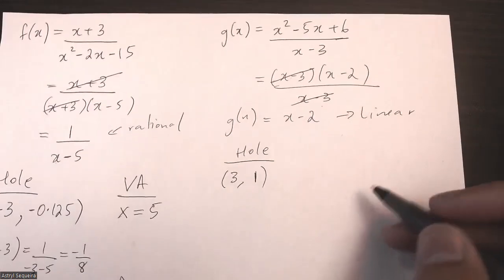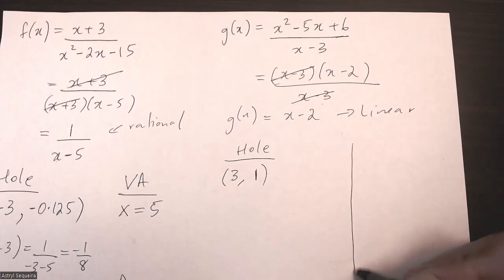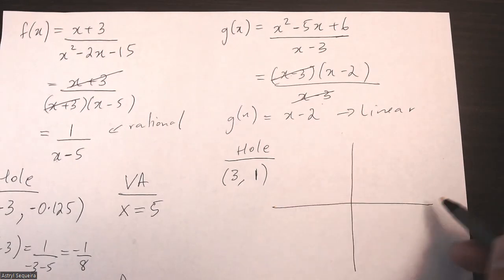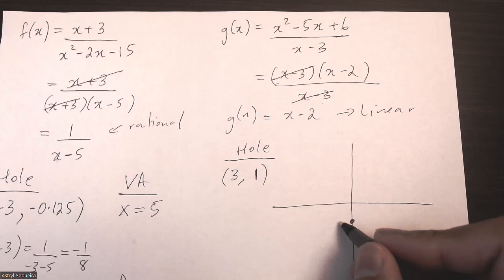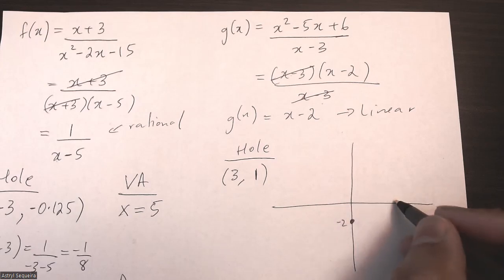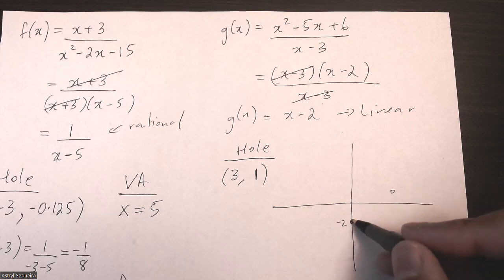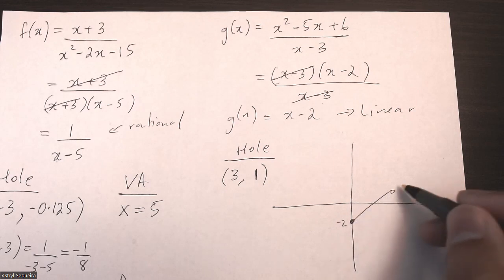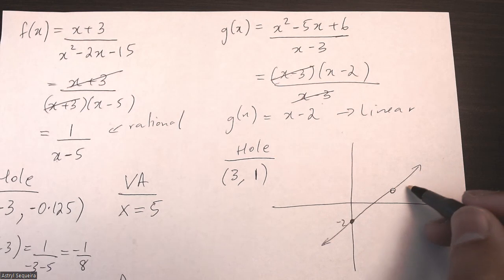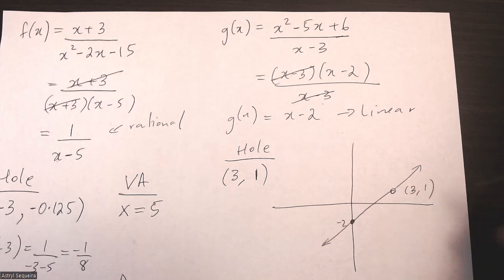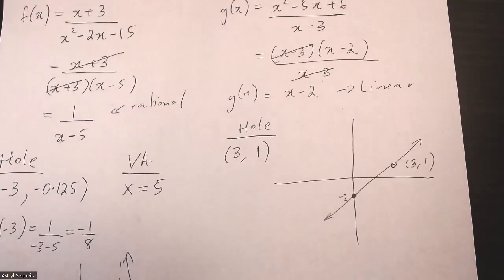Then I can do a sketch of this function because it's linear. I don't need to find any vertical asymptotes. My y-intercept is negative 2. That's down over here. I have a hole at 3 and 1, which is approximately over there. The slope of this line is just positive 1. And that is how you sketch these rational functions.